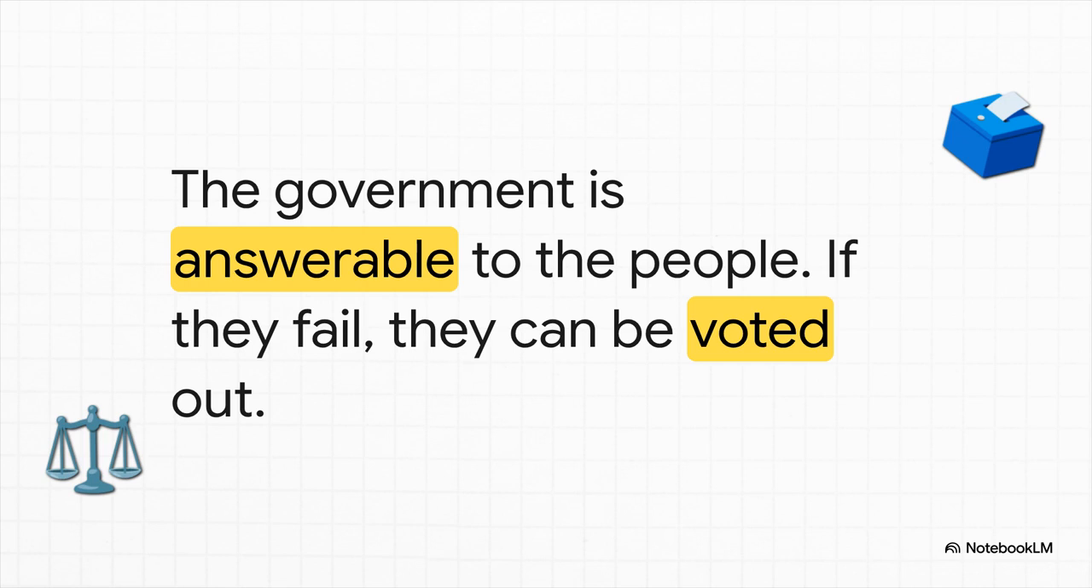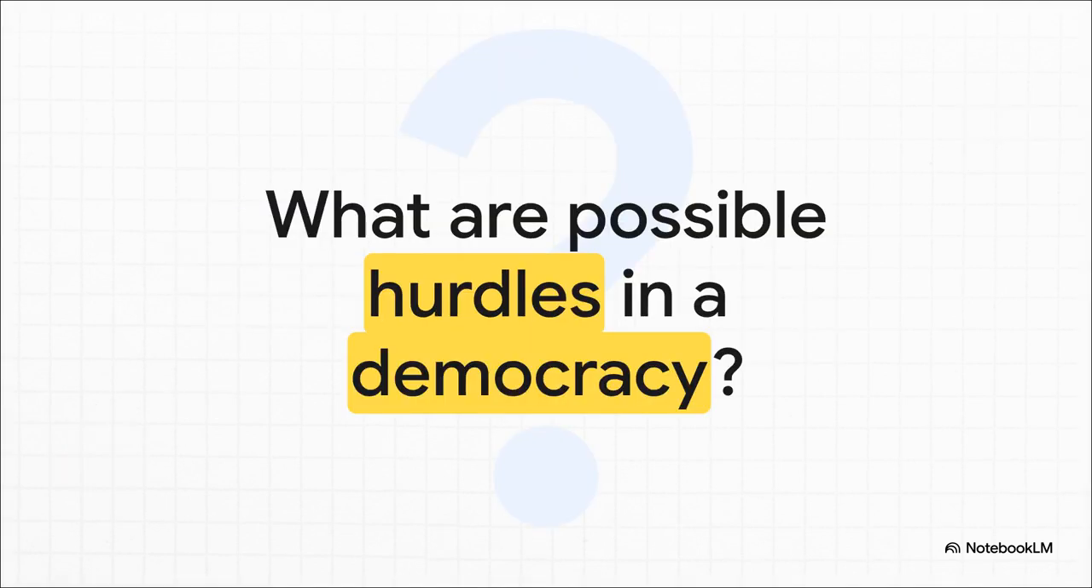So, as we wrap up our structural journey today, I want to leave you with a direct challenge. What do you think are the possible hurdles in a democracy in achieving its values and ideals, and how can they be overcome? Democracy is a powerful tool, but it's not perfect, and it constantly requires vigilant citizens. Think about your own role in that system. How do we keep the engine running smoothly?